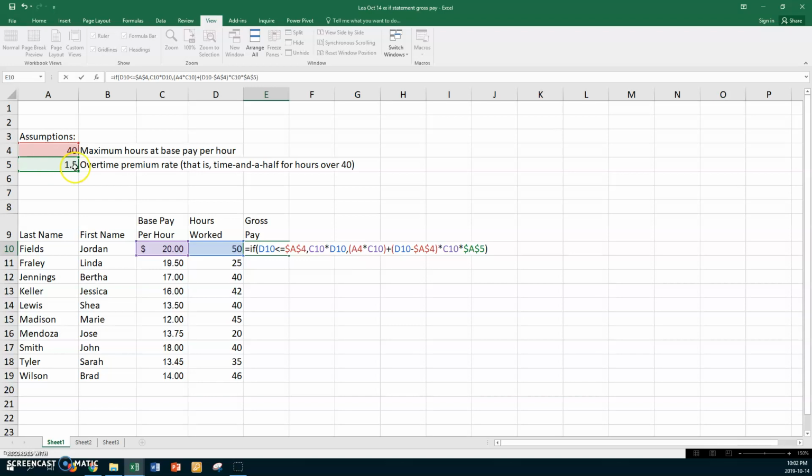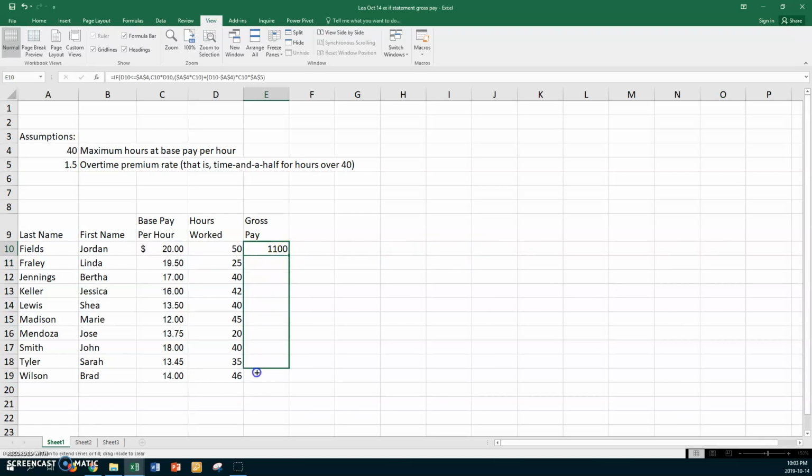So you said if my hours are less than or equal to 40, I just get my base pay times my hours. Otherwise, I get my 40 hours, A4 absolute, times my base pay, plus my hours minus 40, the number of hours over 40, times my base pay times 1.5. Press enter, and I got $1,100. Grab my fill handle and drag down, and there's the amount that I would get as my gross pay.